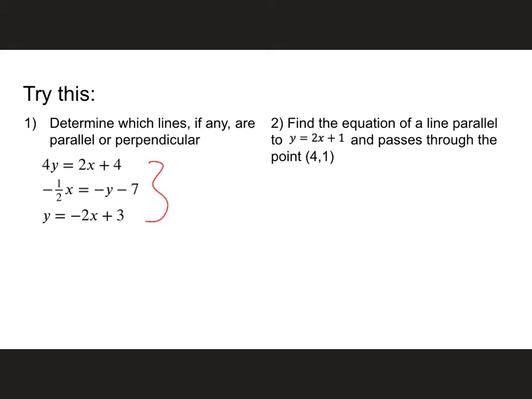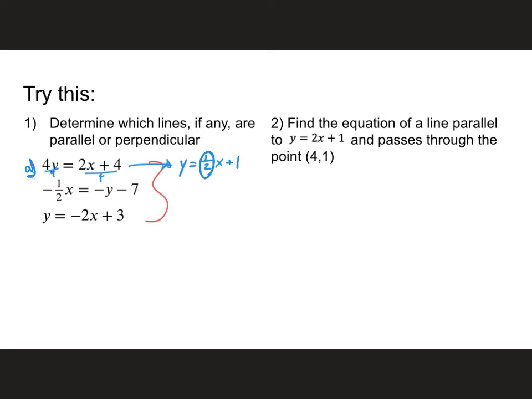Okay, so let's take a look at this first equation right here. If I solve it for y, well, let's see, how am I going to do that? I'm going to divide everything by 4. So that gives me y equals, let's see, 2 divided by 4 is 2/4, which simplifies down to 1/2. So 1/2 x plus 4 divided by 4 is 1. Okay, so the first equation is y equals 1/2 x plus 1. Now if I look at it, the slope is 1/2. Okay, so that is line A. We'll call that one A.